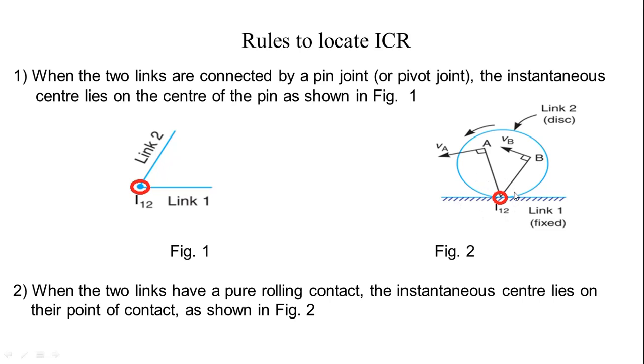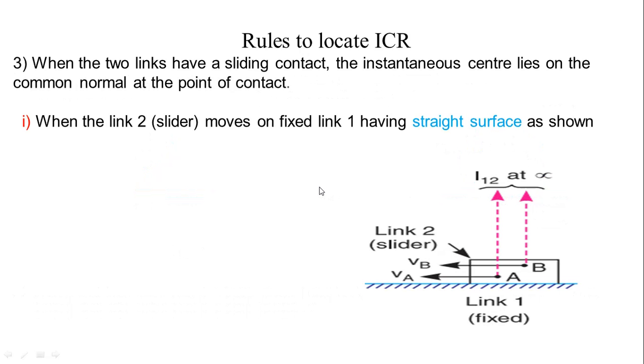So we have seen the ICR for the turning pair, and we have seen the ICR for the rolling pair. Now we will discuss the ICR when there is a sliding pair. You can see in this figure there is link number 1, which is a flat, straight surface and is the fixed link. On this fixed link a slider is moving from right to left in this direction.